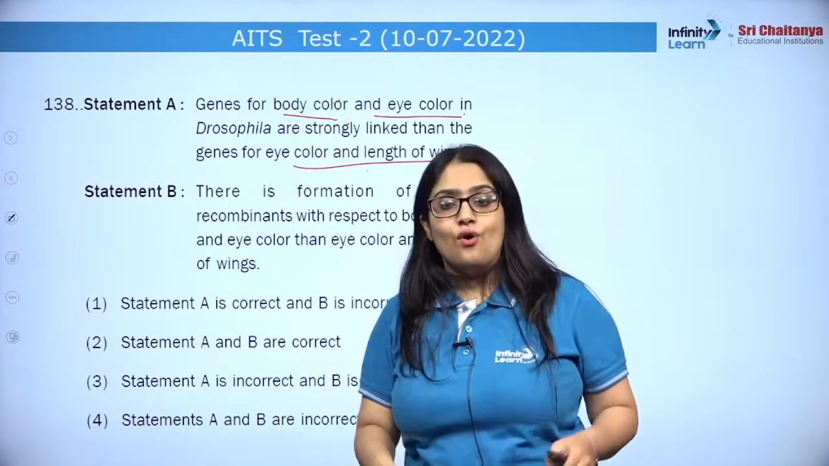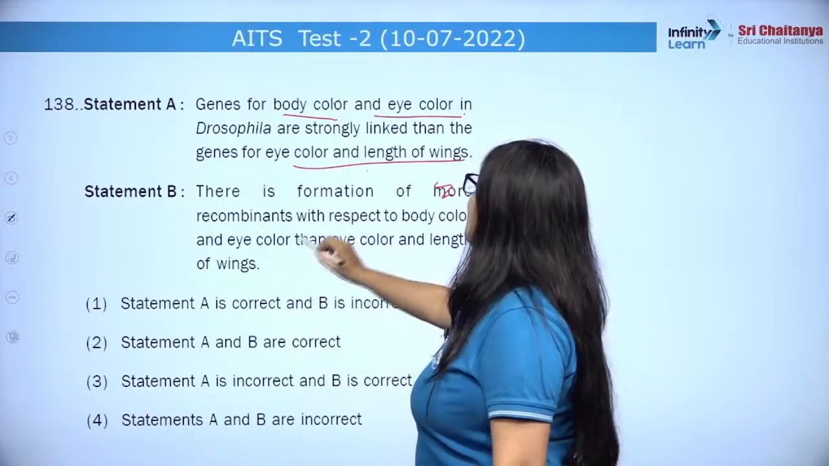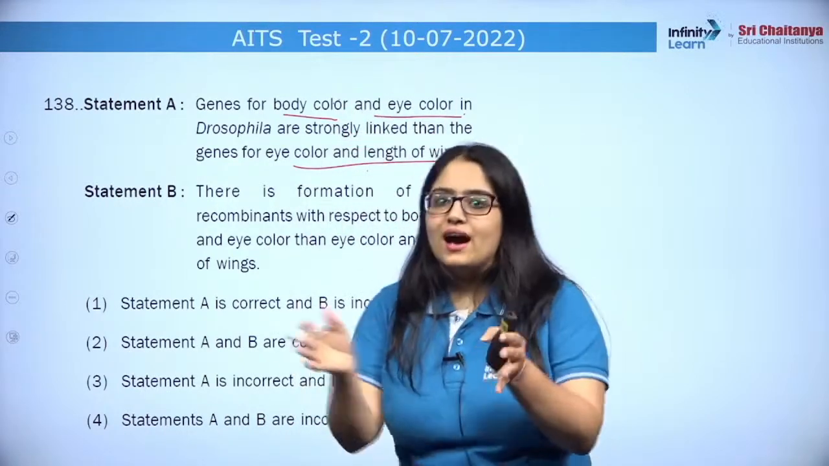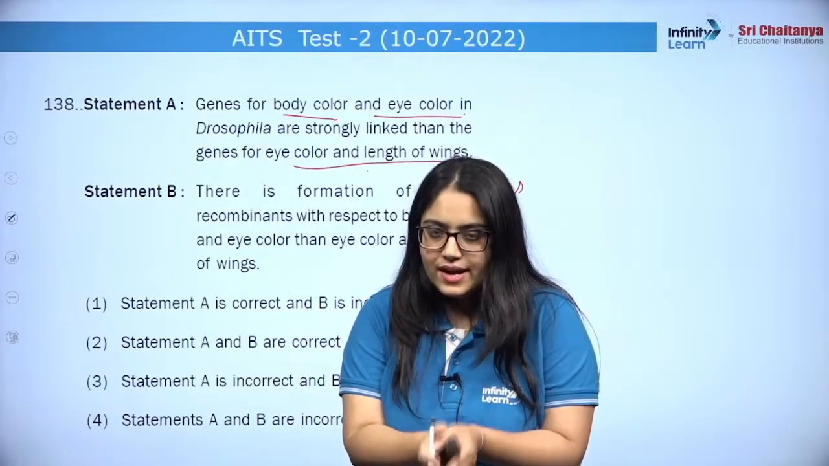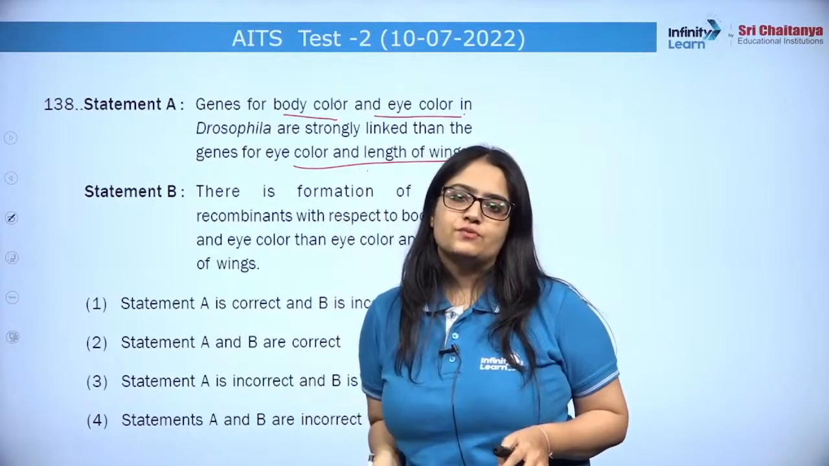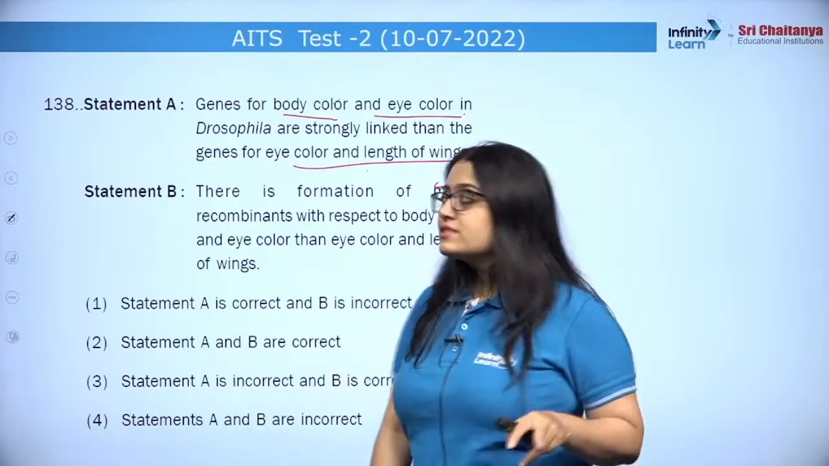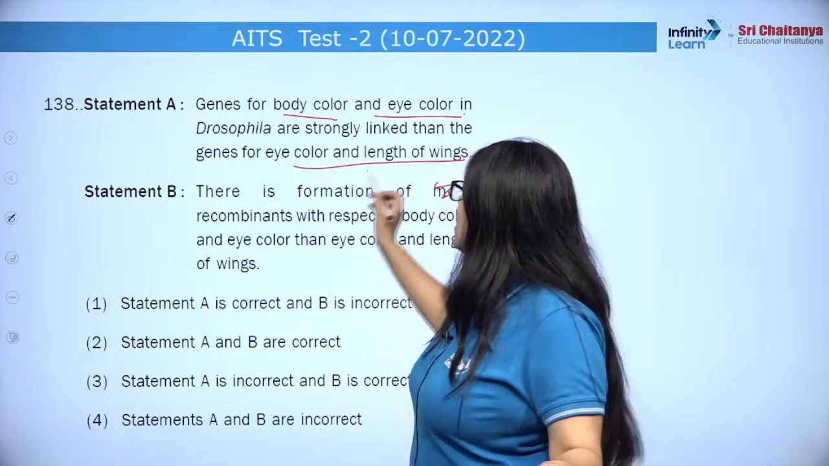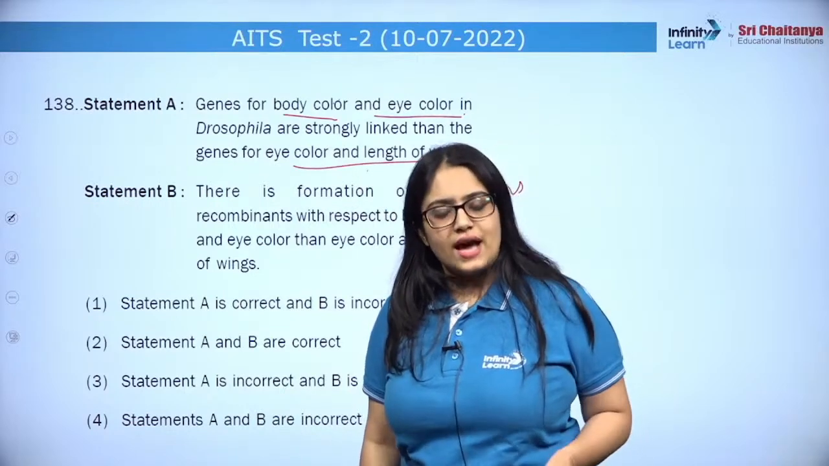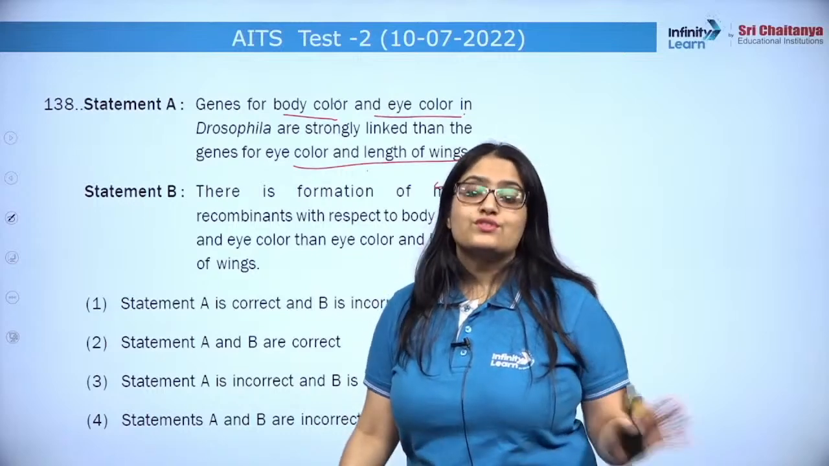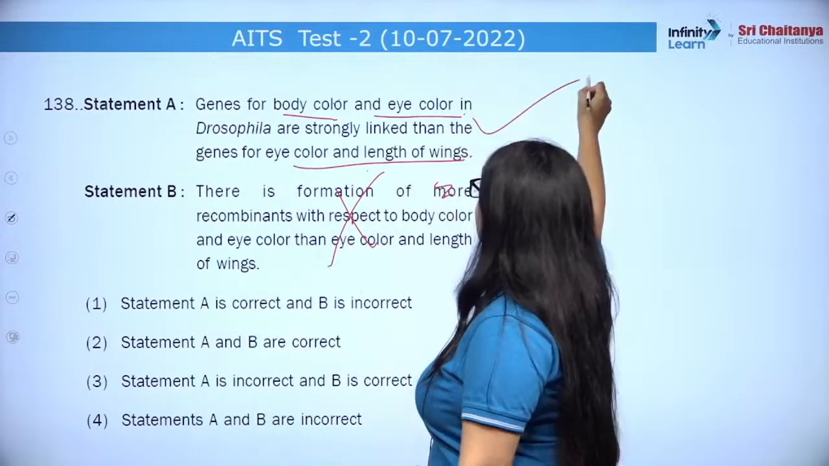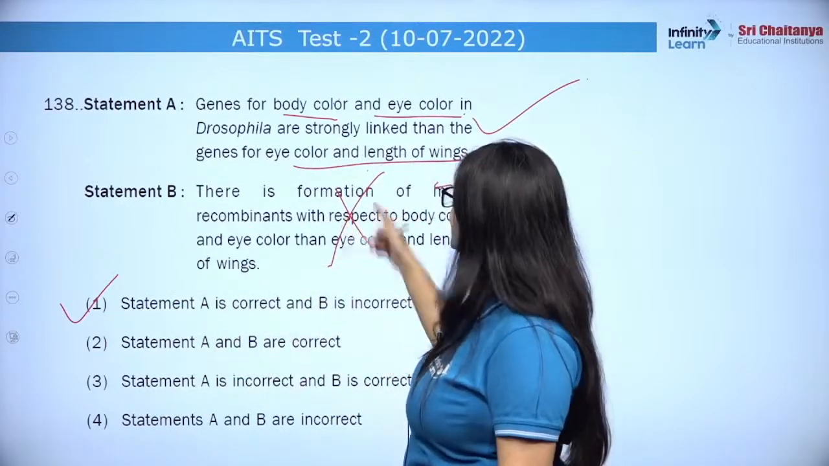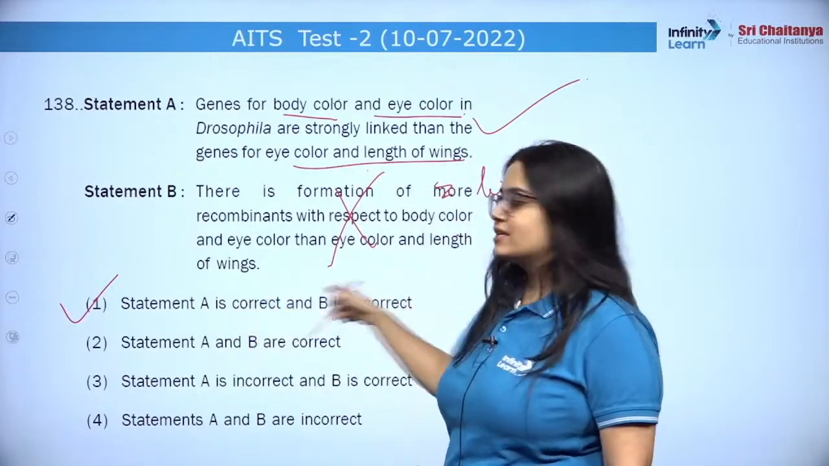No, this is exactly wrong, exactly opposite. There should be fewer recombinants with respect to body color and eye color than eye color and length of the wing, because the genes for body color and eye color are closer, they are tightly linked, right? And if you see that whole image given in NCERT in linkage, from where this question is made, you will see in the first case, body color and eye color, the recombinants were just 1.3%, but in the second case, where eye color and length of the wing was taken in the dihybrid cross, there were 37.2% recombinants. So this is wrong, but this is right. Statement A is correct, but statement B is incorrect.